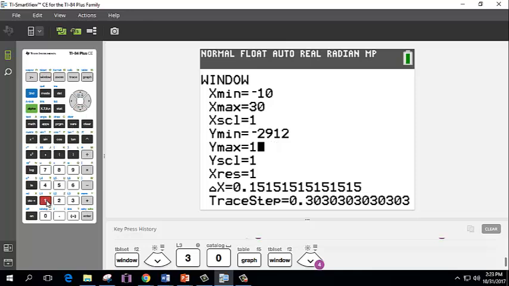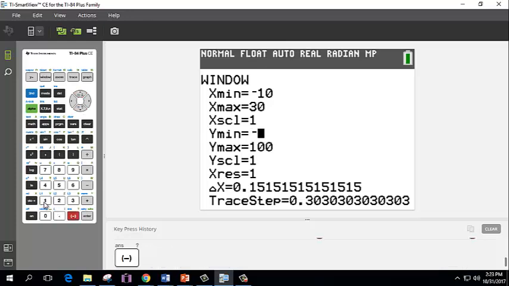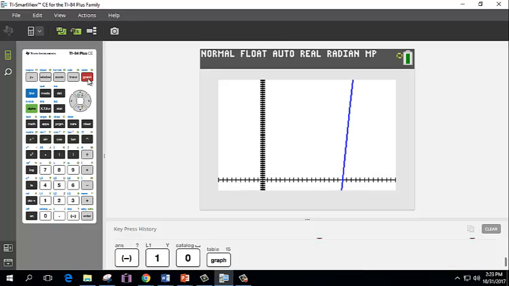Let's go up into, I don't know, 100. And we know it's not going to be in the minimums of negative 2,000, so let's go to negative 10, just because. Graph it, and there we go. So I got my part here, and that's really the 0 that I want. So I'm trying to find that 0.